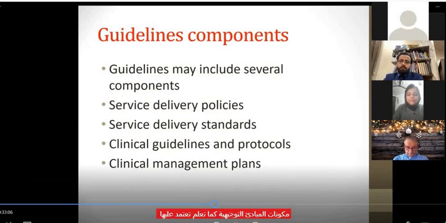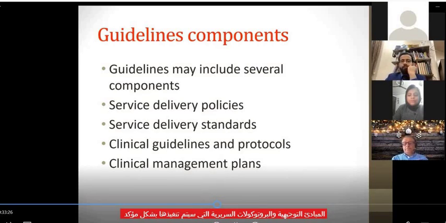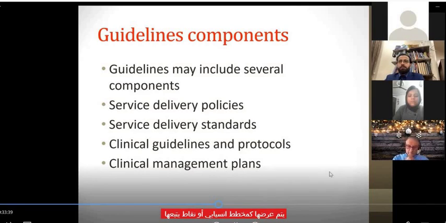The components of the guidelines. Guidelines, as you know, are composed of several components. They include the service delivery policies, the service delivery standards, and the clinical guidelines and protocols which are to be implemented for certain disorders, diseases, and presentations, and the clinical management plans which are shown as flowcharts or points to be followed by the medical staff in order to manage the condition.